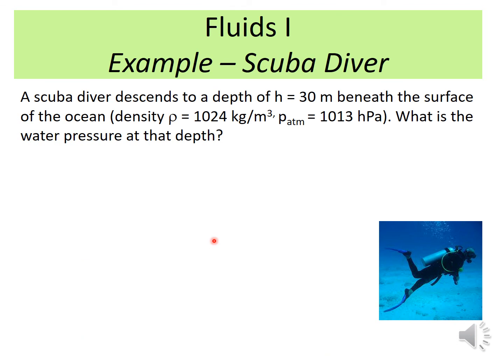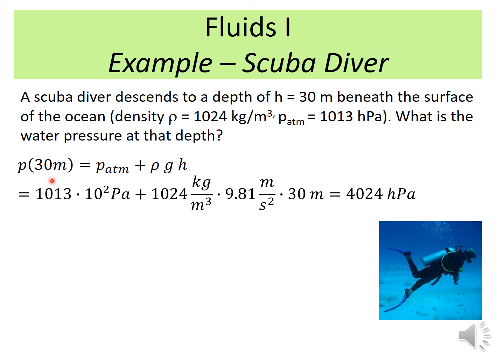So let's have a look at a scuba diver. We have a scuba diver who is going to go down to a depth of 30 meters beneath the surface of the ocean. So the diver is in salt water. The density of salt water, as we have just seen in the table, is 1,024 kilograms per cubic meter. And the atmospheric pressure is 1,013 hectopascal. So now what is the pressure at the depth of the scuba diver? Let's put the numbers in. So the pressure at 30 meters is the atmospheric pressure plus rho times g times h, the equation we just derived, and we are putting our data in.